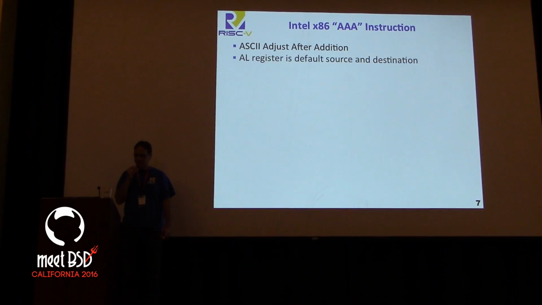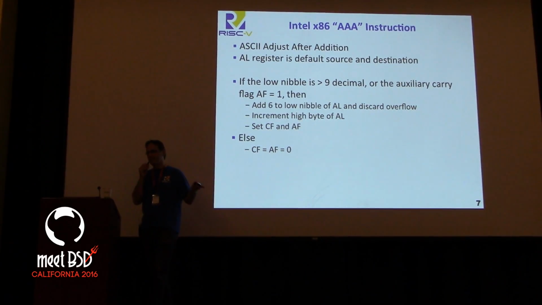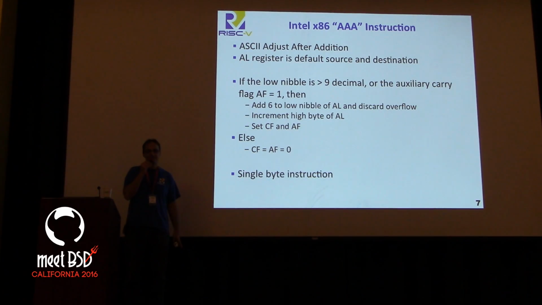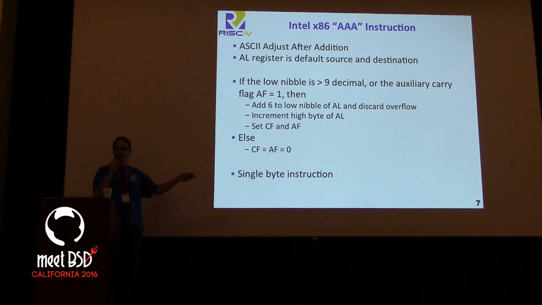So what does this instruction do? Do you know? I believe it's a fix-up when you do math. Right. So it has one register, source and destination, AL, an implicit register. If the low nibble is greater than 9 decimal, or the auxiliary carry flag is set, then you add 6 to the low nibble, discard the overflow, increment the high byte of AL, and set the carry flag and auxiliary flag. Else, clear the flags, right? This is obviously a really important instruction. And you can tell it's important. Not only is it right at the front of the opcode manual, it also has a single byte encoding. And you're obviously going to use this so much you want to save code space, right? So single byte encoding, ASCII, I couldn't make this up. I had to look this up, right? So this is the part of the industry standard instruction set that connects software to hardware, right?